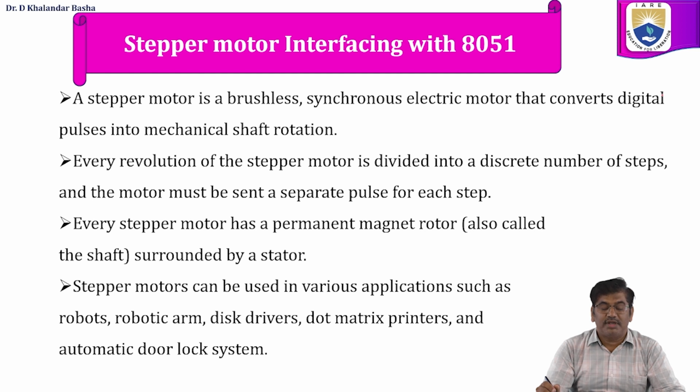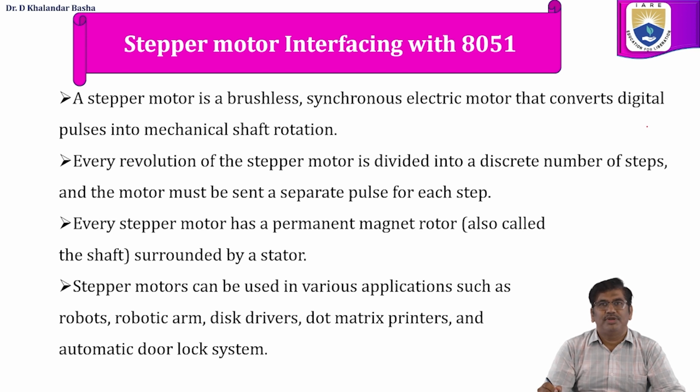A stepper motor is a brushless asynchronous electric motor that converts digital pulses into mechanical shaft rotation. Every revolution of the stepper motor is divided into a discrete number of steps, and the motor must be sent a separate pulse for each step. Every stepper motor has a permanent magnetic rotor called the shaft surrounded by a stator.